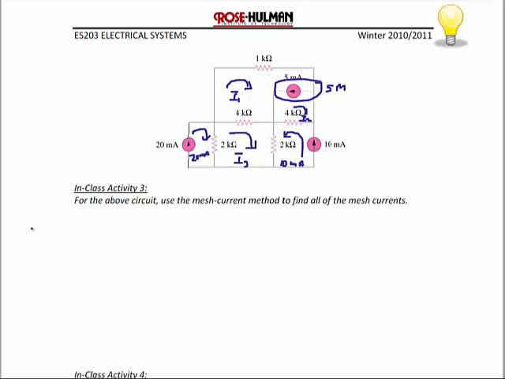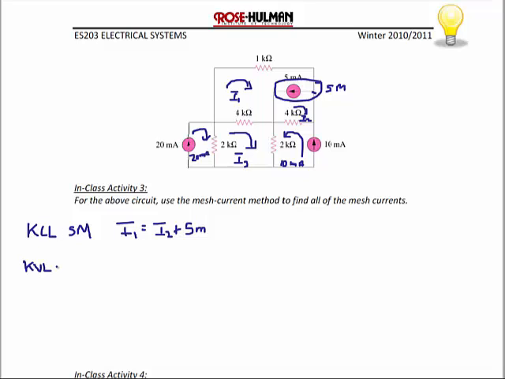Recall we have a KCL equation for the supermesh, so we'll do that one first. The KCL equation for the supermesh is going to be I1 is equal to I2 plus 5 milliamps. So you can get that equation by doing KCL at this node here.